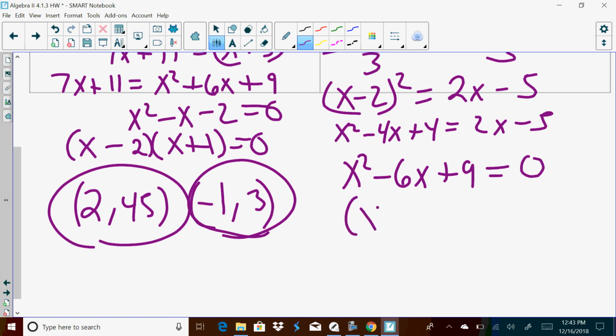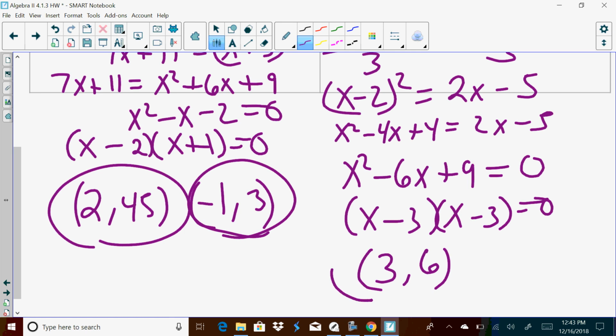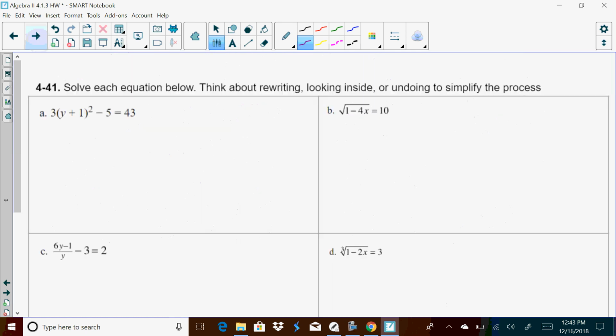So then I factor it. So I get 3 as my answer. When I plug it back in, I get 6. So the answer is 3, 6. Problem 41, solve each equation. Think about different methods I could use to solve it.